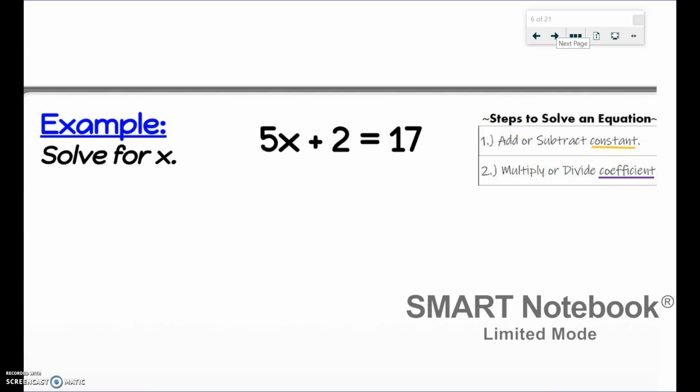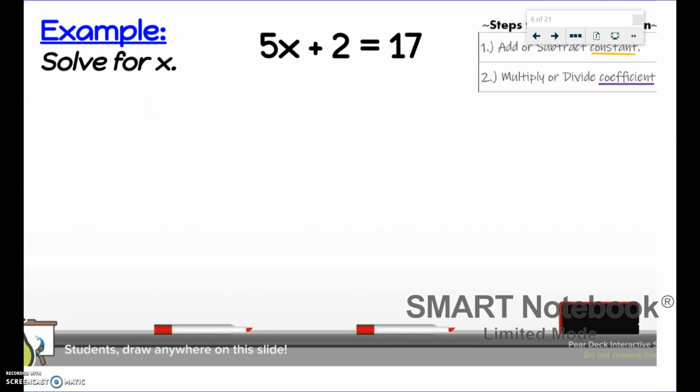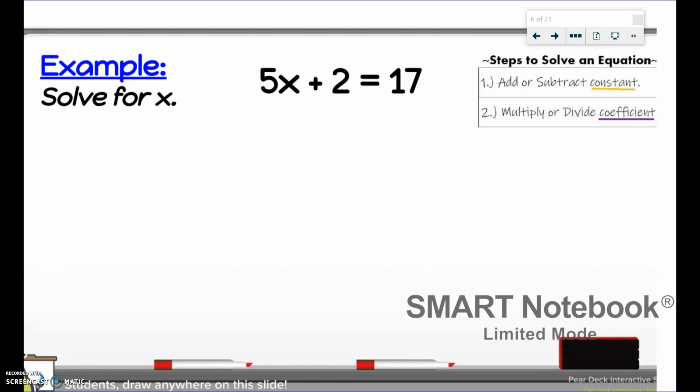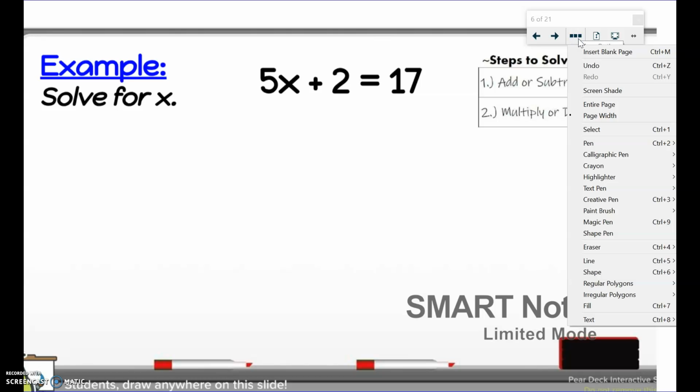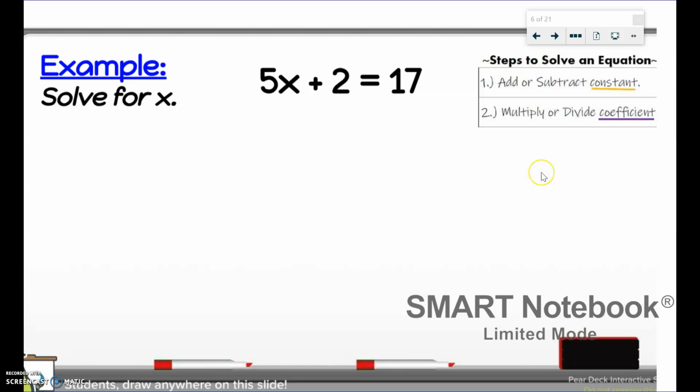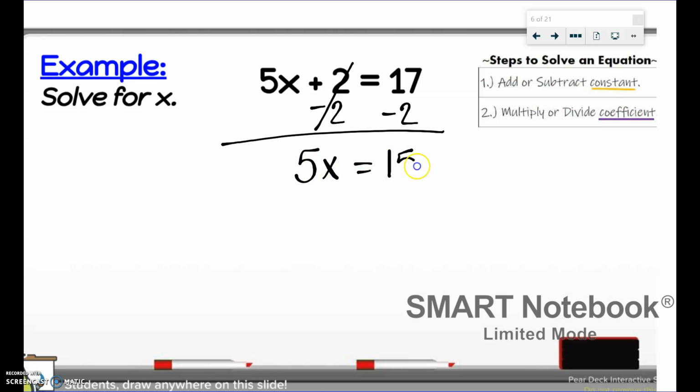So now let's take a look at the first example just to give you guys a refresher. Okay, so you have 5x plus 2 is equal to 17. So my first step would be to add or subtract my constant. So plus 2, so positive 2 is my constant. So the opposite of adding 2 is to subtract 2. What I do on one side, I do to the other. This cancels, so this leaves me with 5x is equal to 15.